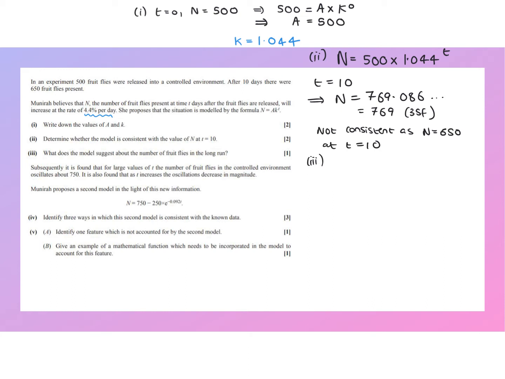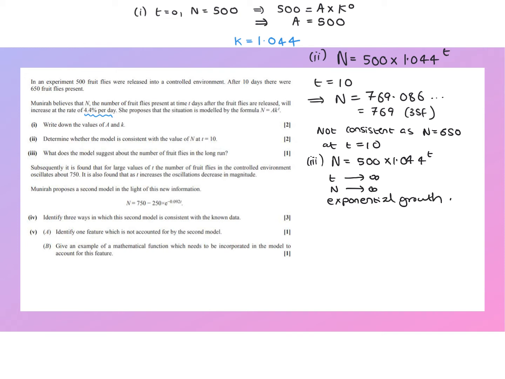So, part 3, what does the model suggest about the number of fruit flies in the long run? So, the model gives us n equals 500 multiplied by 1.044 to the power of t. As t approaches infinity, n approaches infinity. The model is basically suggesting there is exponential growth of the number of fruit flies.